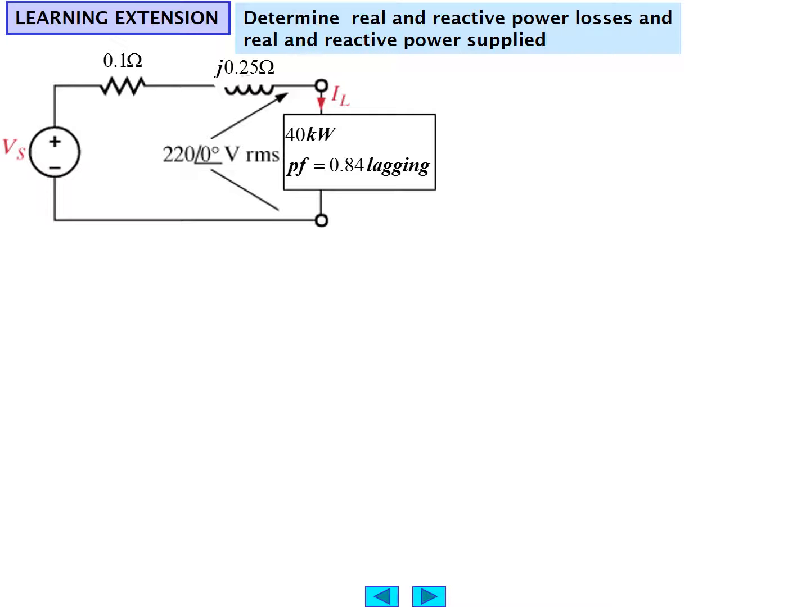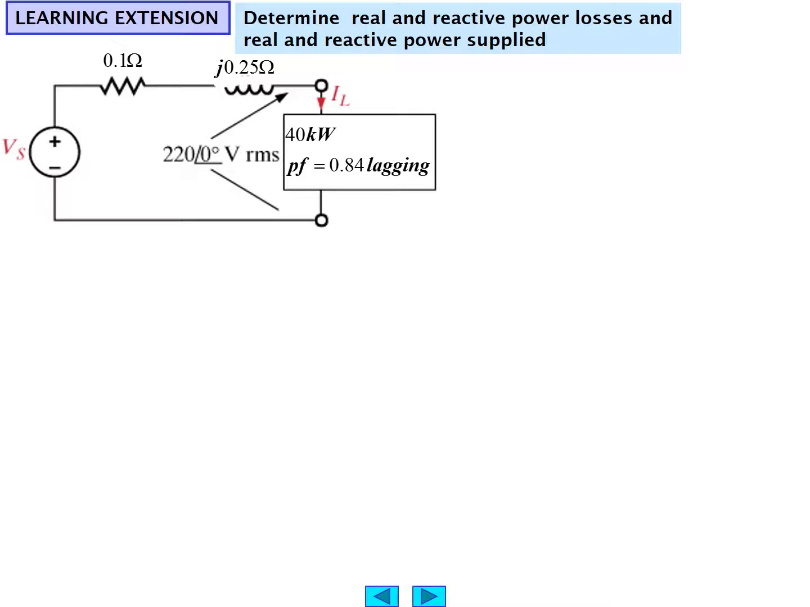In this learning extension, we want to determine the real and reactive power losses and the real and reactive power supplied. So we have a voltage source, VS, with a transmission impedance of 0.1 ohms real due to a resistor and j0.25 ohms due to an inductor, producing a load current IL. And we, through measurement, know that the voltage across the load is 220 volts at an angle 0 degrees, RMS.